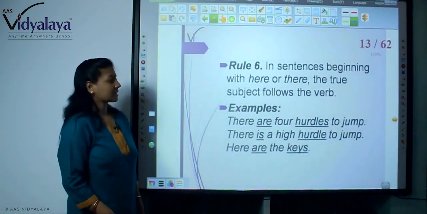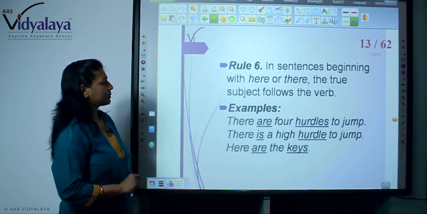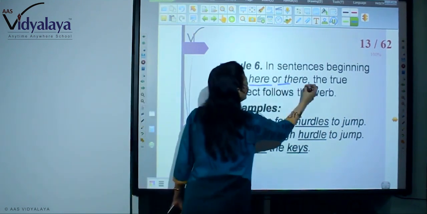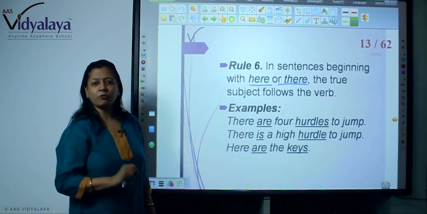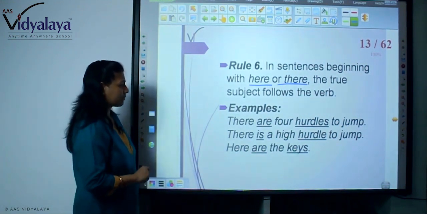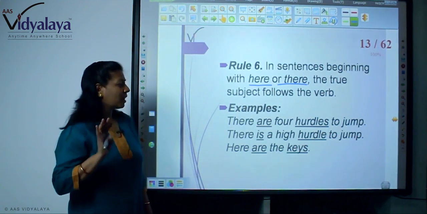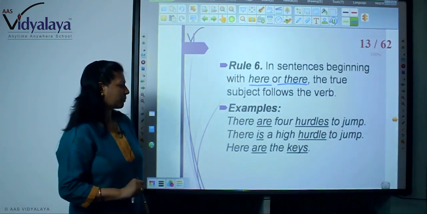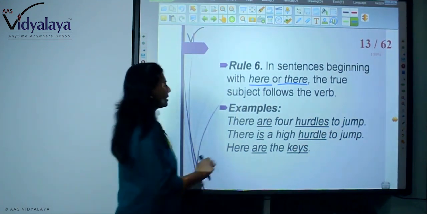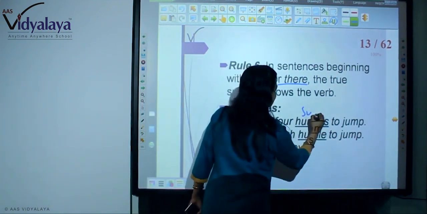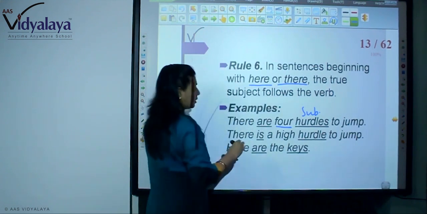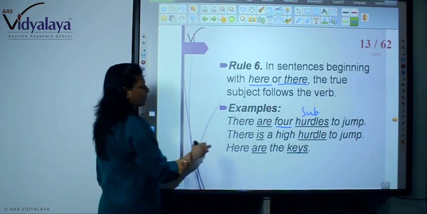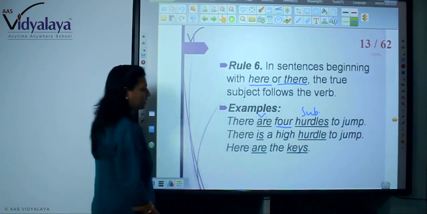Now rule number 6. In sentences beginning with here or there, the true subject follows the verb. You will have to find out the true subject. For example, there are 4 hurdles to jump. What is the subject here? Hurdles. So what is the number? 4. So this is plural. So we have a plural verb.